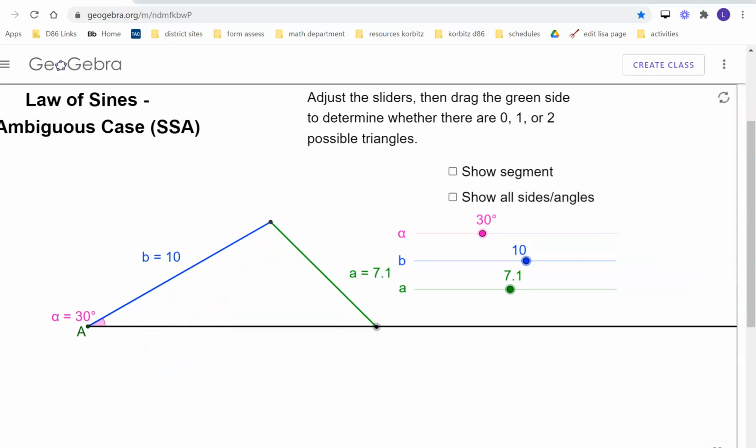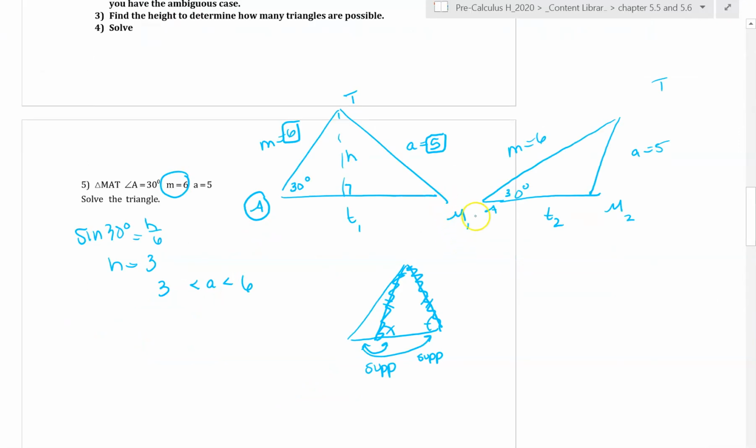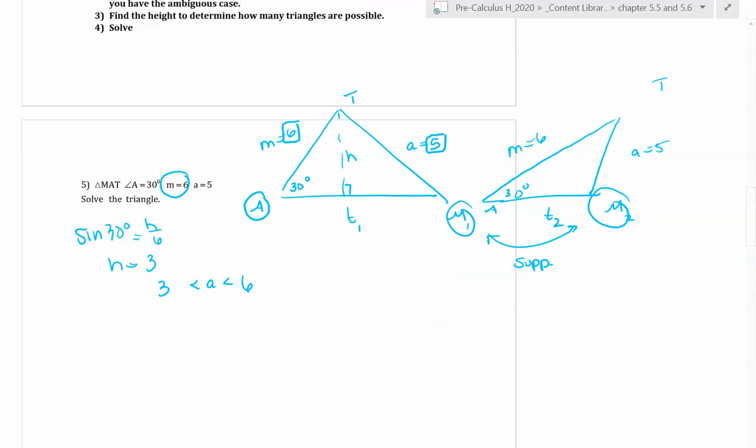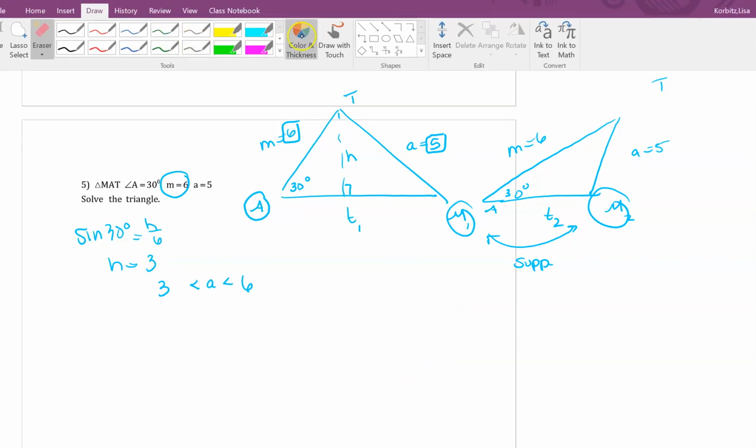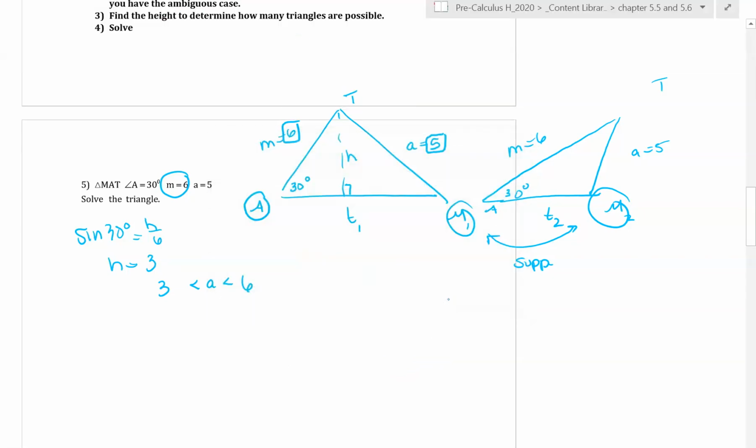So we know that these two angles will be supplementary. So we're going to use the law of sines right now to find the measure of M1 and M2. Notice they're not the same measure. So we'll use law of sines. The sine of 30 degrees over 5 is equal to the sine of M1 over 6. Go ahead and use your calculator in degree mode. After you do 6 sine 30 divided by 5, you'll have to do inverse sine.